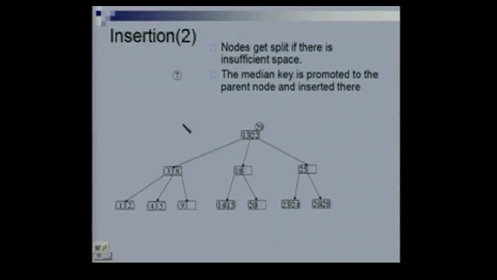Now, if there is no space in the node that we are trying to put the key in, then the node gets split. So, let us see 29 compared with 22, more than 22 goes right, more than 25 goes right again, and now it is here. Okay, by the way, I should have mentioned that I am looking at a 2-3 tree, this picture.